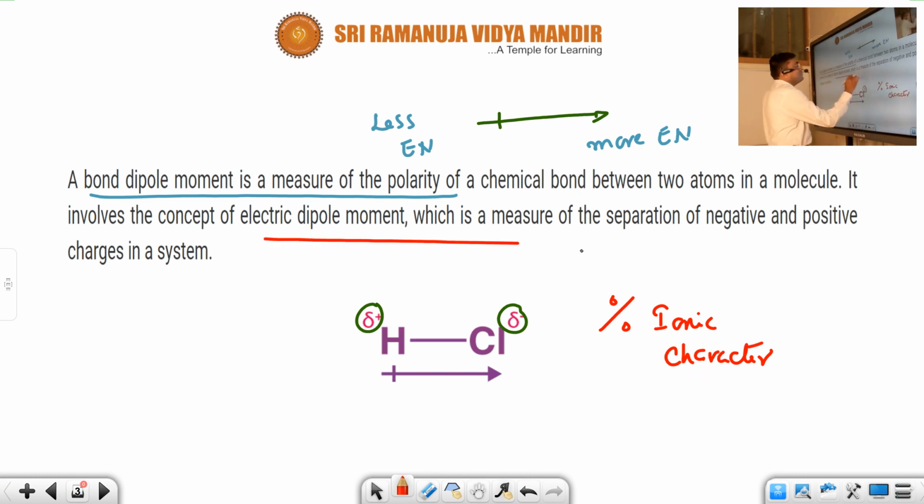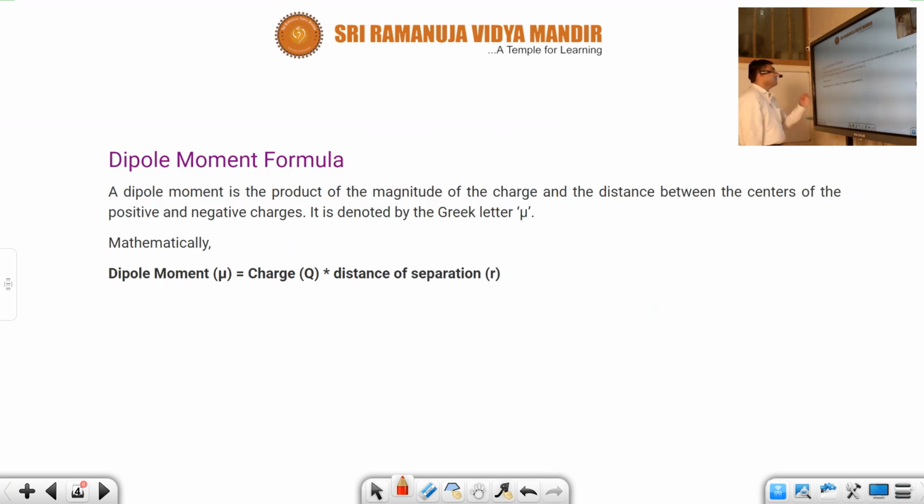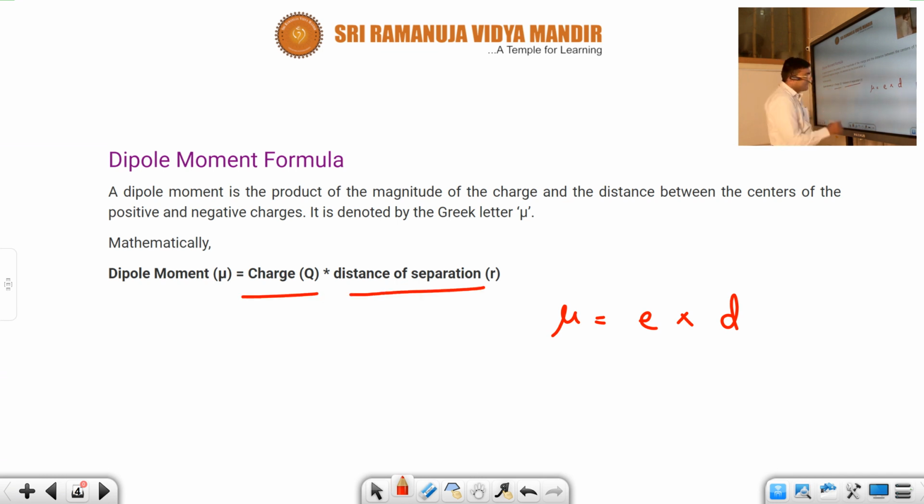Now, definitely the electrical dipole moment is a measure of separation of negative and positive charges. So how can you mathematically represent the dipole moment? It is very simple. Mu is the dipole moment, and it is represented by mu is equal to e into d. Very simple formula. What is e? e is the charge separation. d is the distance between the two atoms. Students, it is the charge and the distance between the two atoms.